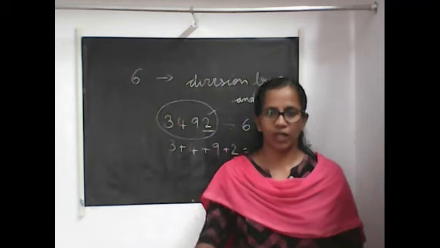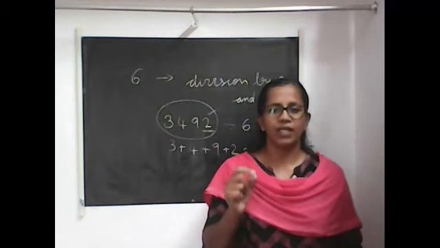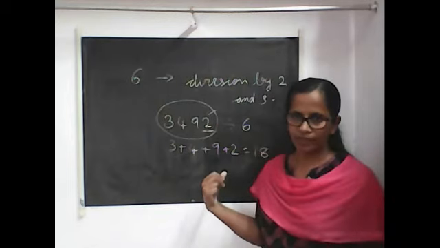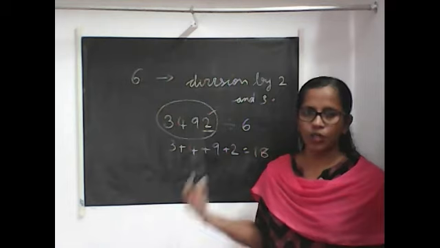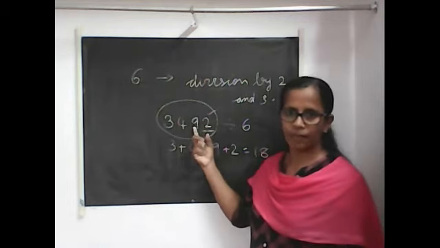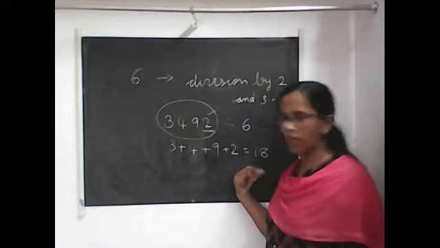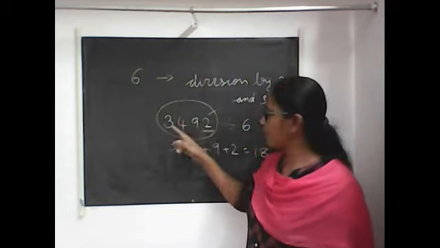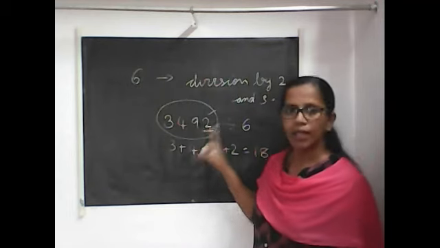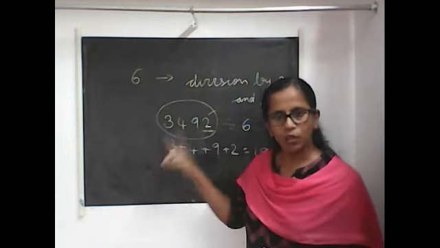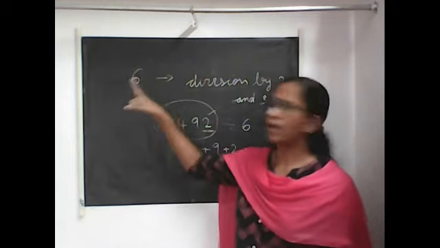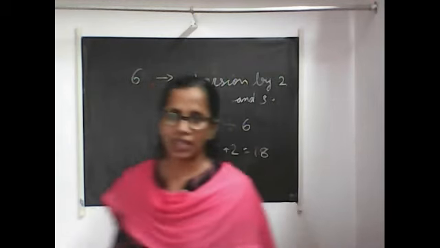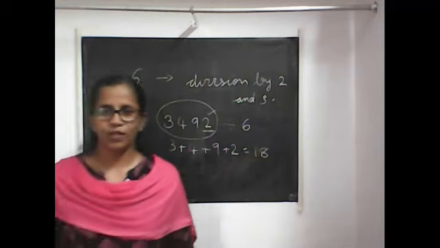So you have to check whether 18 is divisible by 3. That is, you say the table of 3. In 3's table, whether 18 is there as a product. Yes, 3 into 6 is 18. So if 18 is divisible by 3, then this number also will be divisible by 3. And we proved that 3492 is divisible by both 2 and 3. So we can say that this number will also be divisible by 6. That is the divisibility by 6. I hope this is also clear.